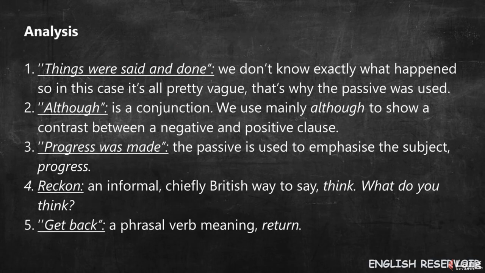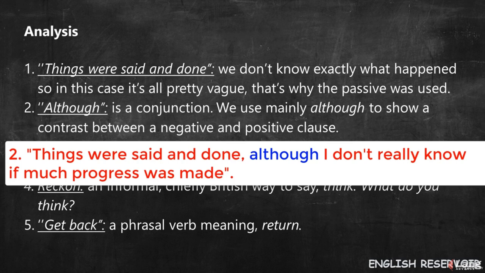Analysis. 1. Things were said and done. We don't know exactly what happened, so in this case, it's all pretty vague. That's why the passive was used. 2. Although is a conjunction. We use although to show a contrast between a negative and a positive clause.